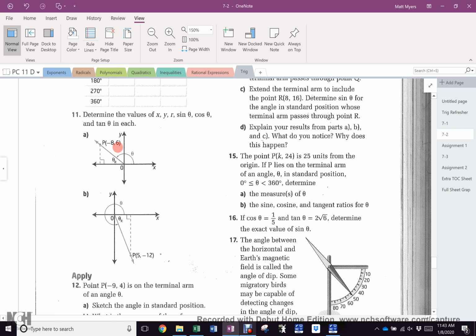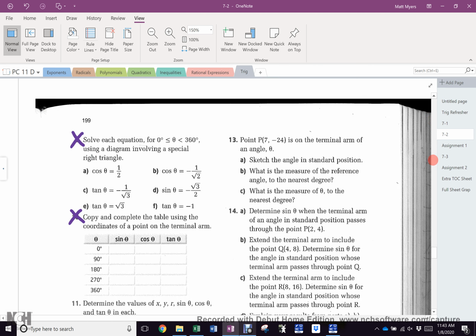Number 11, of course, if this is the case, that is 6, that's -8. So this is, of course, 10, doing Pythagoras, and then you find all the trig ratios. Now, since it's 6 over 10, 8 over 10, and 6 over 8, what would you do with those fractions once you wrote them? You would, of course, simplify them, right? So everybody should be good with 11. Now, 12 through 15 are all pretty similar type questions.